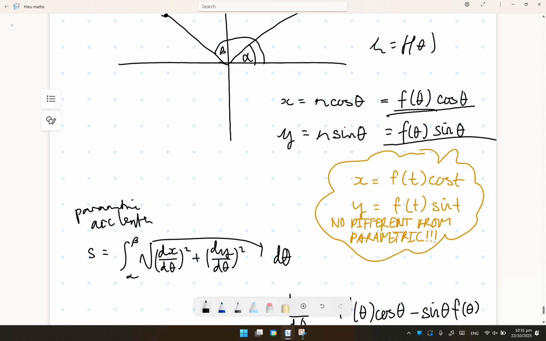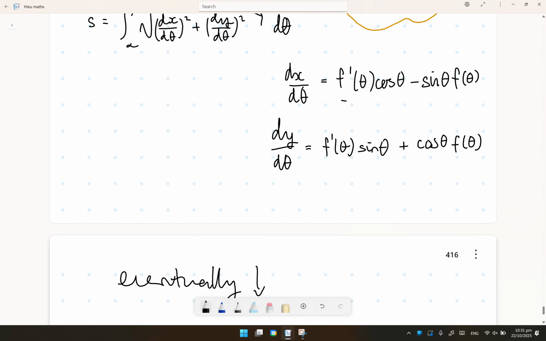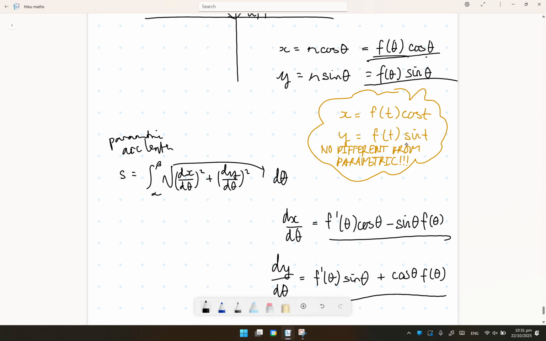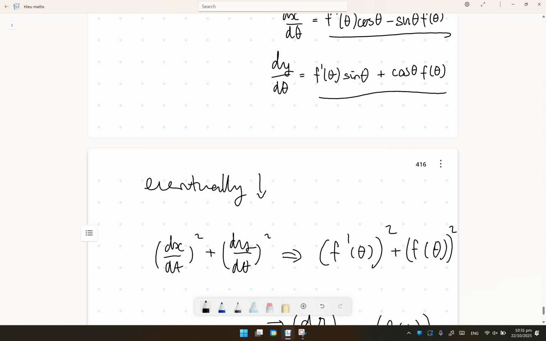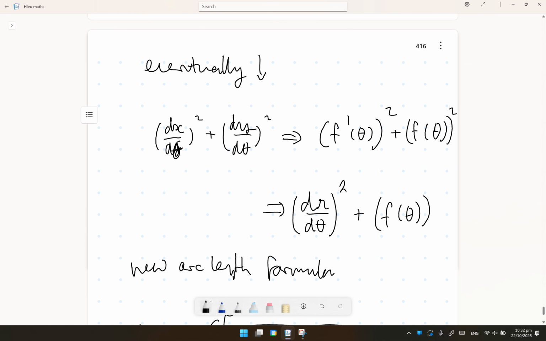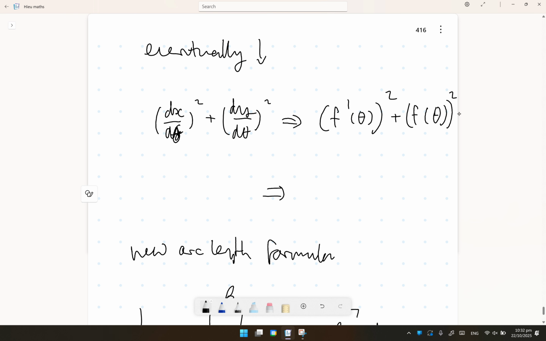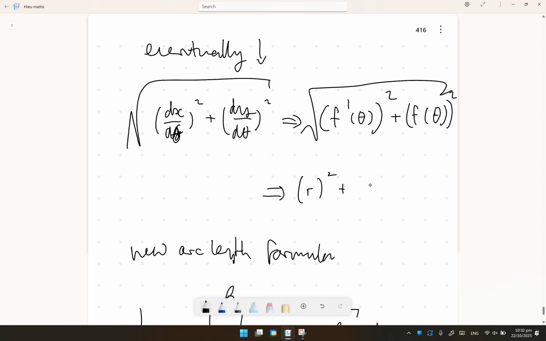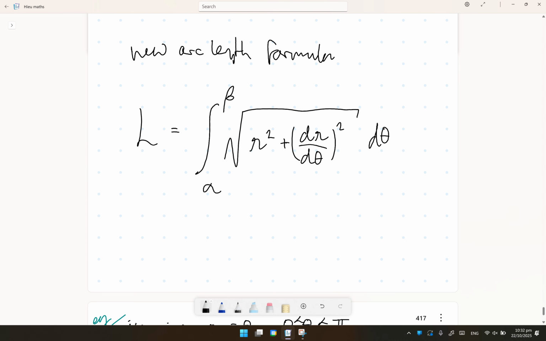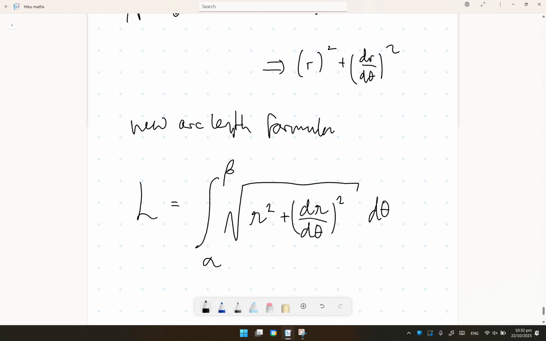And what you get is this stuff. dx equals this thing, that's the product rule from before, because f theta is multiplied by cos theta. Once you do all the calculations, dx over d theta squared plus dy over d theta squared is actually equal to f dash theta squared plus f theta squared. A better way to say this is that within the square root, it is actually equal to r squared plus dr over d theta squared. That's the idea. And now we use the new arc length formula, which is just the square root of r squared plus dr over d theta squared.